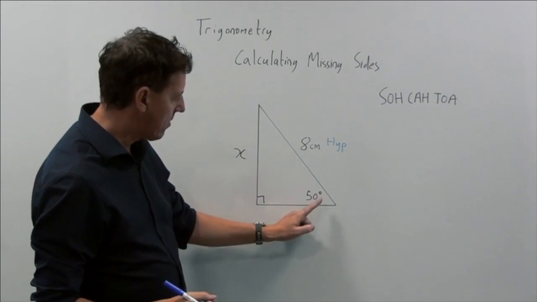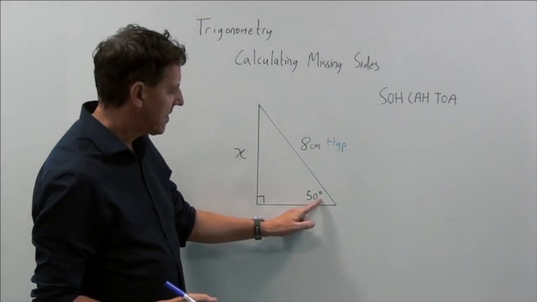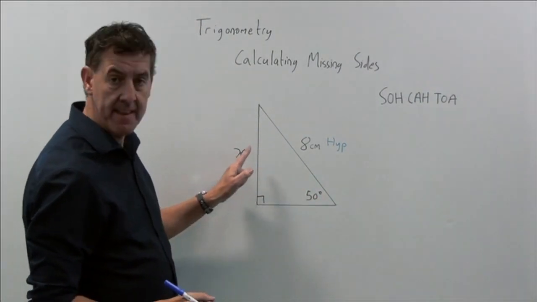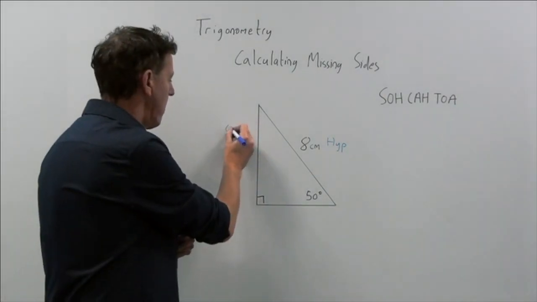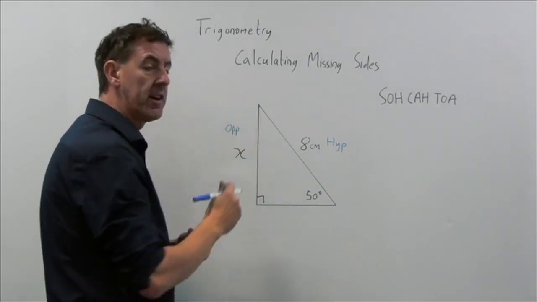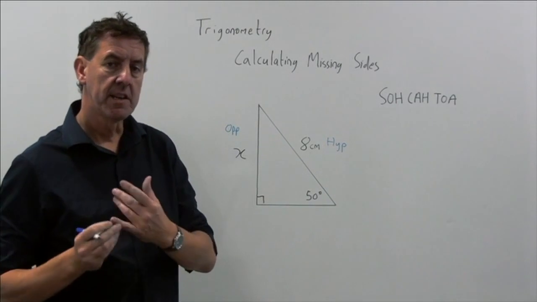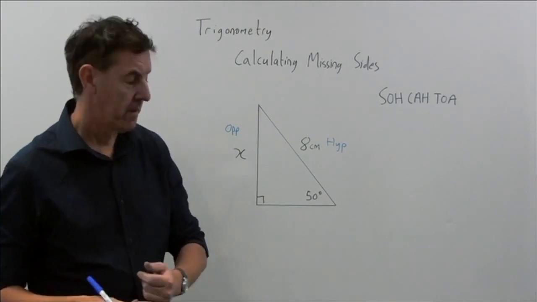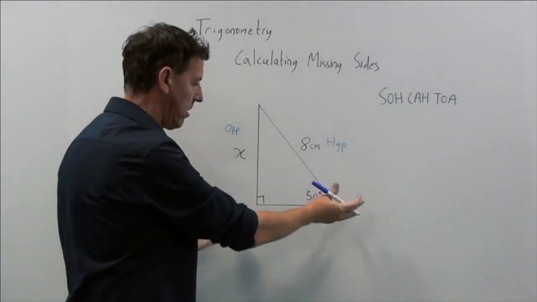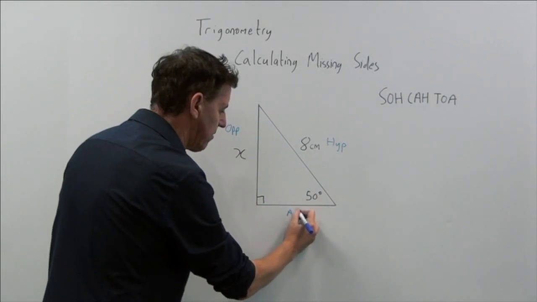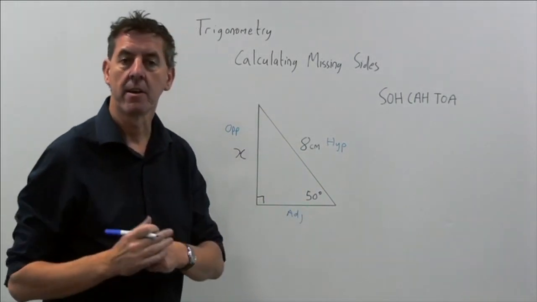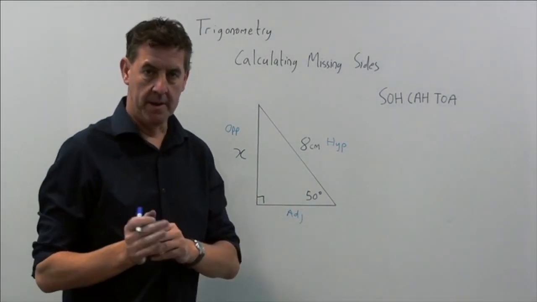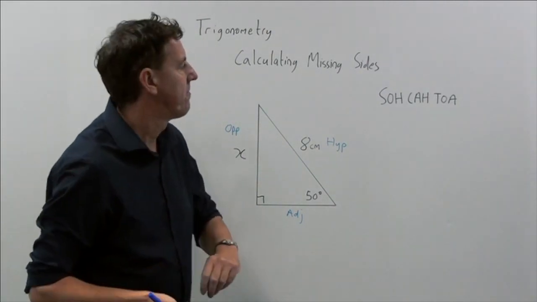Okay, I then go to my angle and I go to the side that is opposite the angle. So the letter X, the side that I'm trying to calculate, is the side that is opposite the angle. Finally, got nothing else left to go other than the adjacent, which is the one which is next door to the angle.